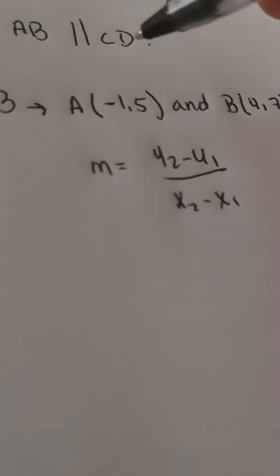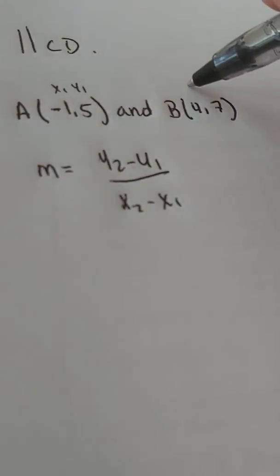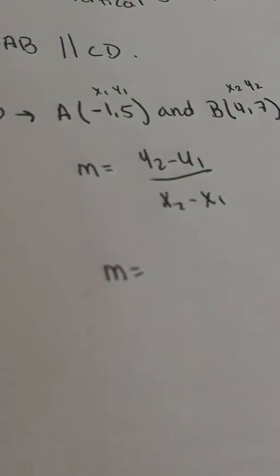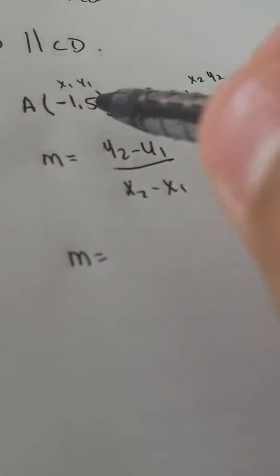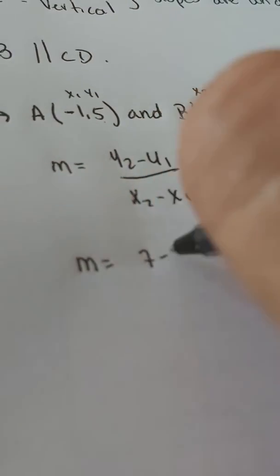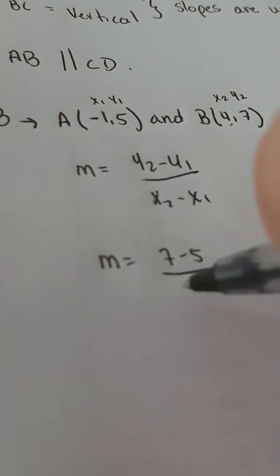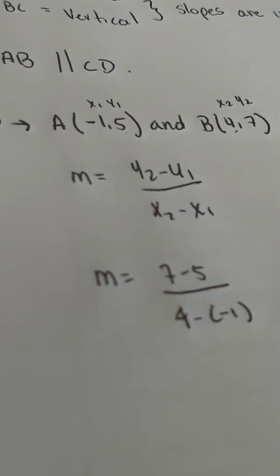Slope equals y2 minus y1 over x2 minus x1. So I'm going to define this as x1, y1 and x2, y2. So that means m equals 7 minus 5 over 4 minus -1.